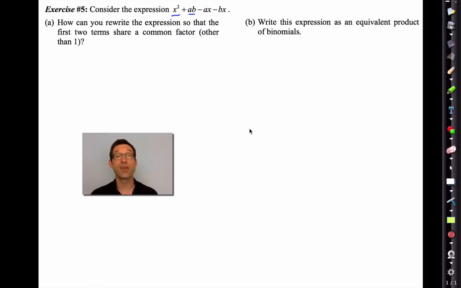Well, the answer is lots of different ways. Lots and lots of different ways. In fact, if I rewrite it as x squared minus AX plus AB minus BX, well, now these do have a common factor, right? They have a common factor of x. So let's do it. Let's take this guy, now that we've rewritten it, and write it as an equivalent product of binomials. Pause the video now and see if you can do this.